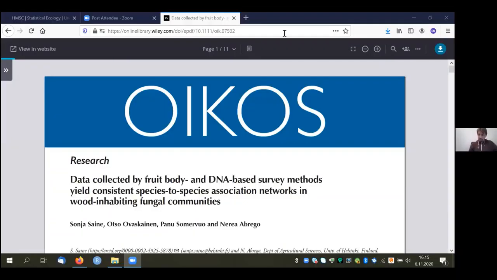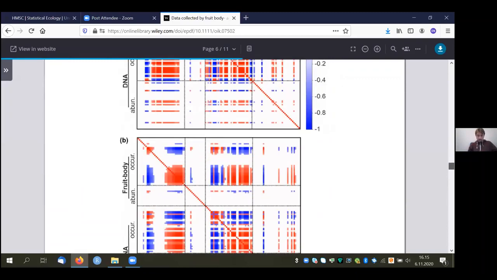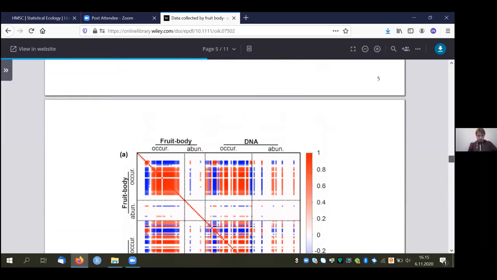So let me again share my screen. I wanted to show this recent Oikos paper by Sonja Saine, who, by the way, is possibly here in the audience, and others, where I want to show one figure. So now this is an association plot that resulted from some HMSC analyses.